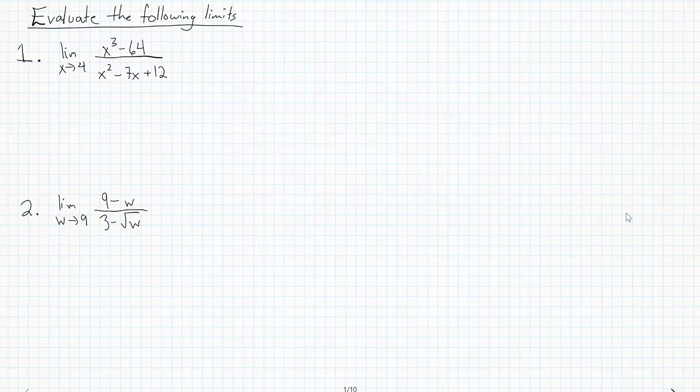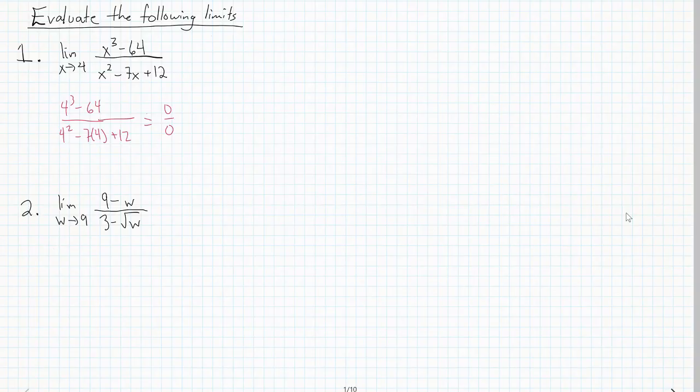So if we have the limit as x approaches 4 of x cubed minus 64 divided by x squared minus 7x plus 12, what do we do? Well, the first thing we should do is always plug in. If you plug in 4, notice you get 4 cubed minus 64, and then plug in 4 down below, you get 4 squared minus 7 times 4 plus 12. And what does this equal? Well, this equals 0 over 0.